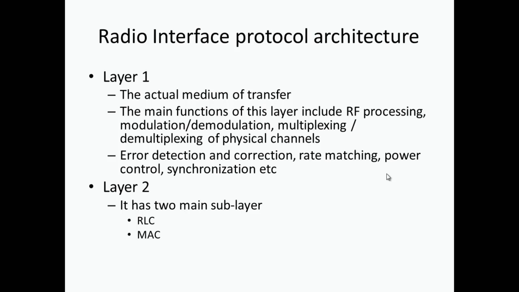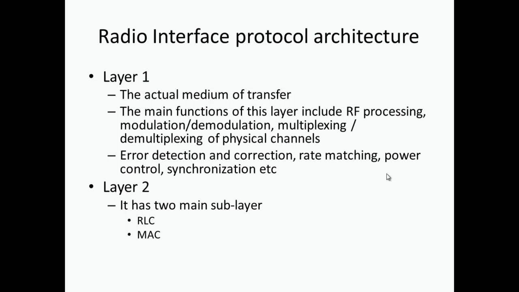Now how the layers work in these two planes: first of all, the physical layer. The physical layer is actually transferring the data. The main functions of this layer include RF processing, modulation, demodulation, and multiplexing and demultiplexing of physical channels. Error detection, correction, and rate matching are also handled here.